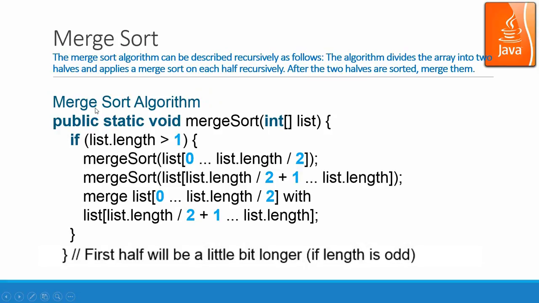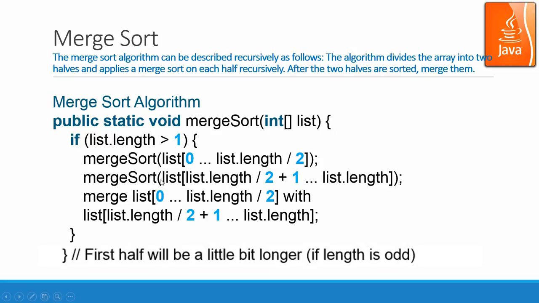So right here is a simple MergeSort algorithm. In this method, we take in one list array. If list.length is greater than 1, then we do the following. If list.length is 1, that means the array has only one element, so it's already sorted. We don't need to do anything.